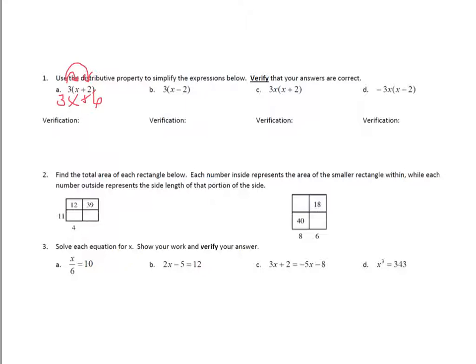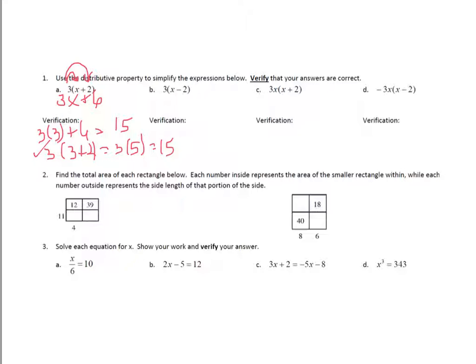Now, to verify that, I could just plug in a number. Let's see, 3 times 3 plus 6 equals 15. What about 3 times 3 plus 2, which equals 3 times 5? Does that equal 15? It does, so it checks. Do the same for B and C and D and verify with 3 or a larger number.